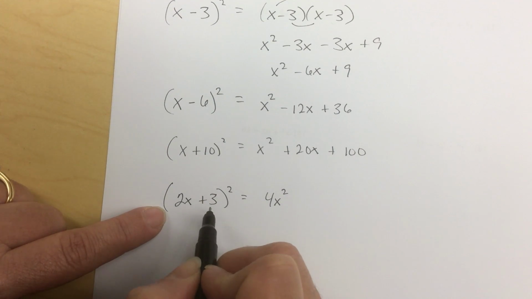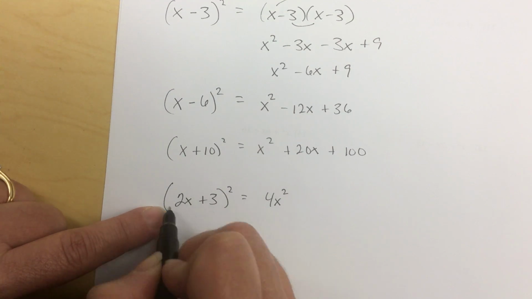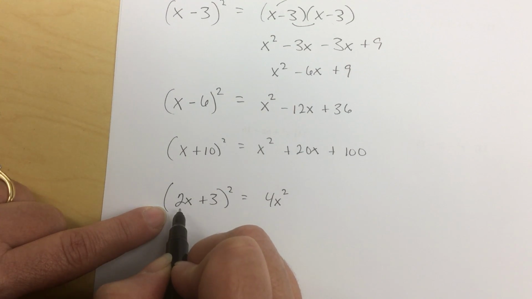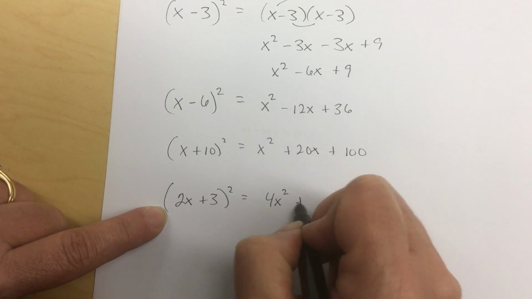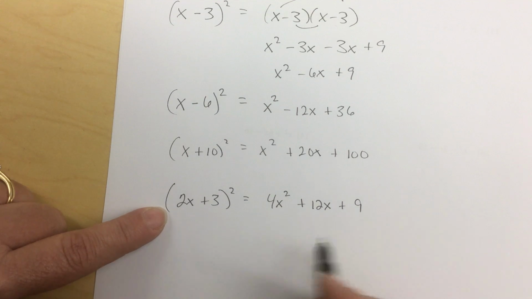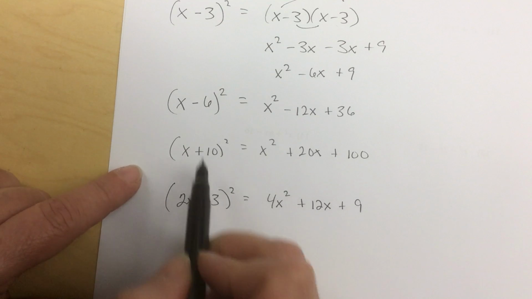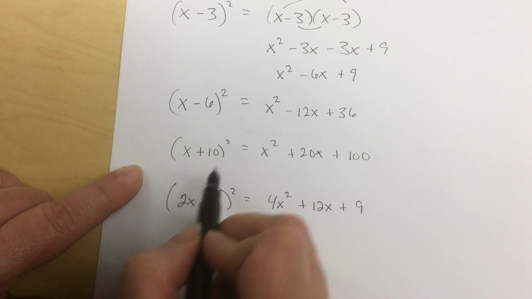Then a lot of people want to just double this 3, but you're doubling the 3 times the 2x. So 3 times 2x is 6x, and then when we double that, we get 12x. And then 3 times 3 is 9. So square, double, square, but you're not just doubling this number, you're doubling this times this. And it works on this stuff too. That's where the x comes from.